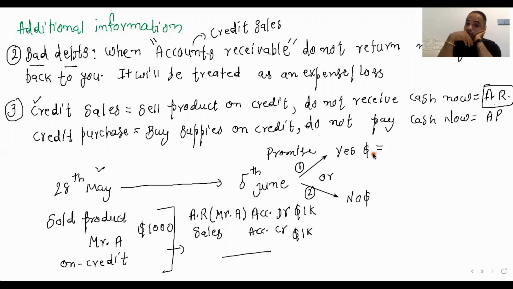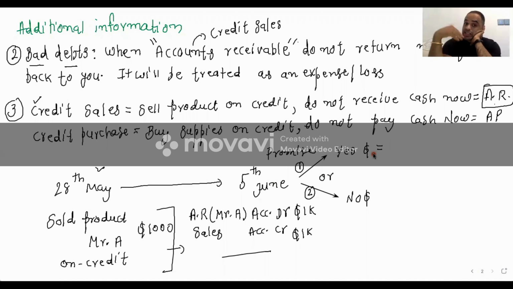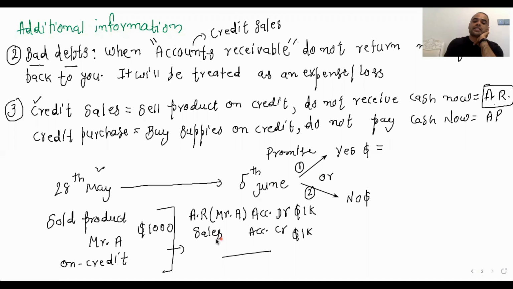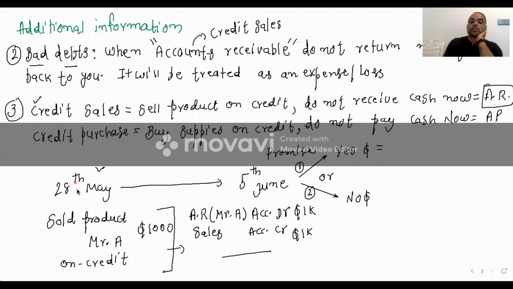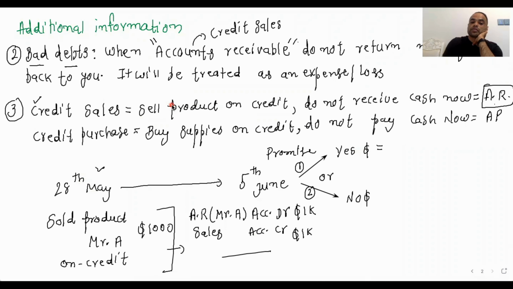You're receiving money from your account receivable. You're not selling product to account receivable. The product was already sold on the 28th of May, and revenue was already generated. That's the meaning of revenue recognized. I hope you remember the revenue recognition principle. According to this principle, whenever revenue is recognized, you record it. It's already recorded, so why record it again? Obviously not sales credit here. So what should be credit here?